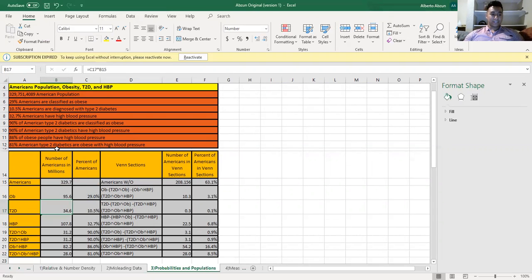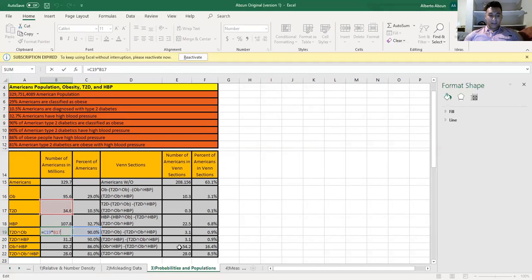And then as we keep scrolling down, here it gets tricky because this is type 2 diabetes and obese. So 90% of Americans have type 2 diabetes and are classified as obese. So that's just a little bit of difference. What we did, we multiplied the 90% times the type 2 diabetes. On the bottom, we have all three.